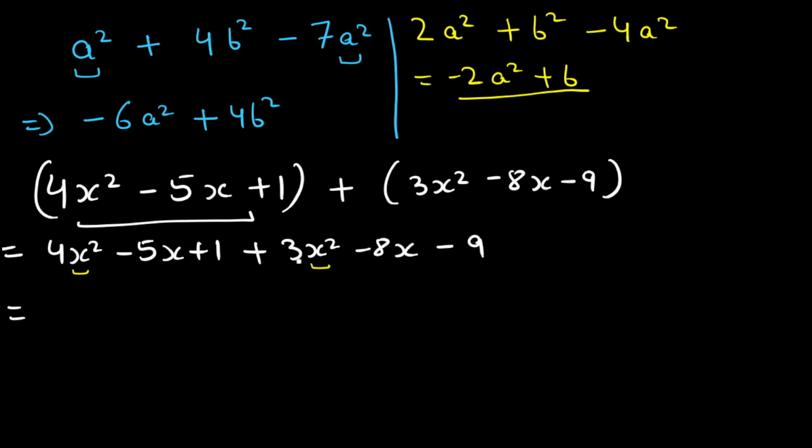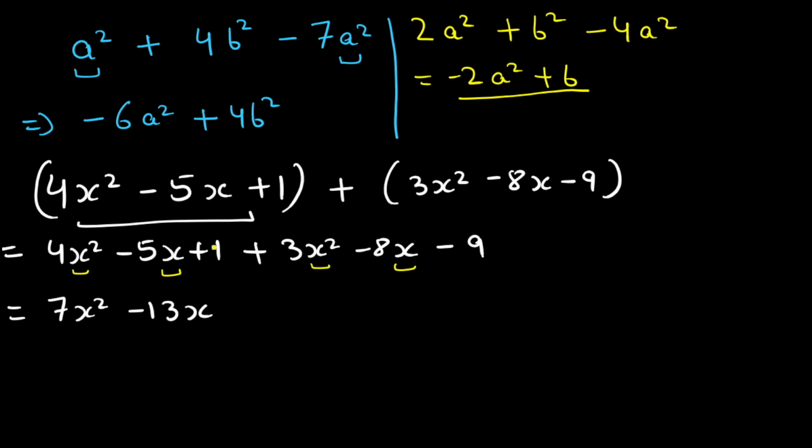So 4 plus 3, that is 7x squared. And then we have another like term, which is the x alone. So we will write negative 5 minus 8. So that will give us negative 13 and the like term at the end.